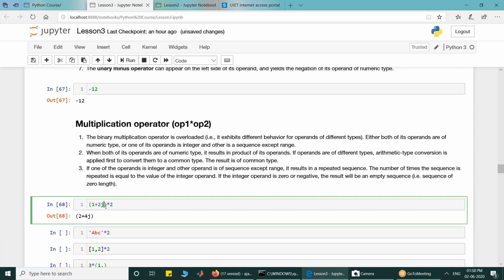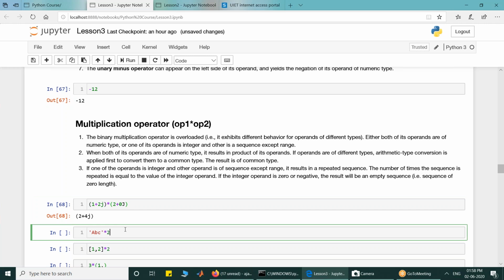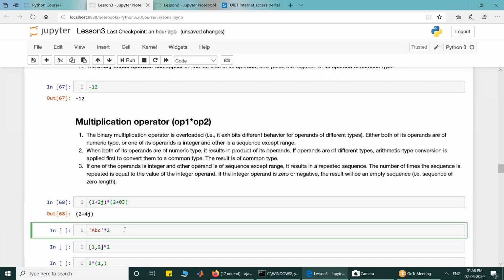We have already discussed that when it is applied on a complex and an integer, the integer will be promoted to become complex, and then multiplication will be carried out. Yes Aman, both will become complex, you rightly said. So you will get complex.